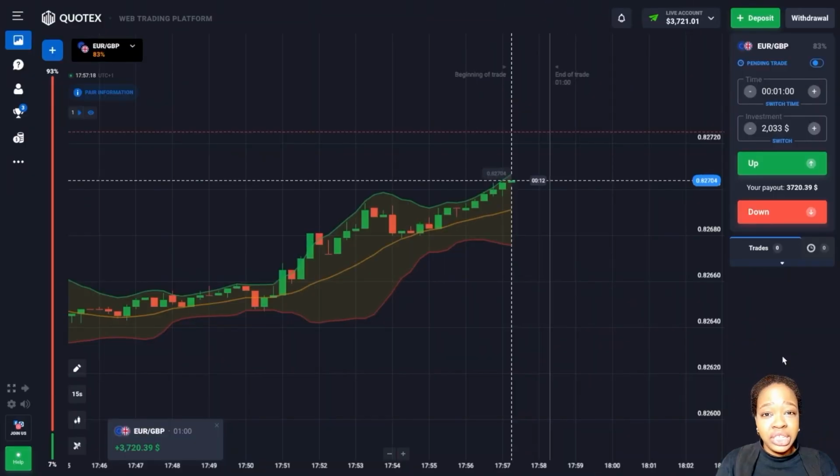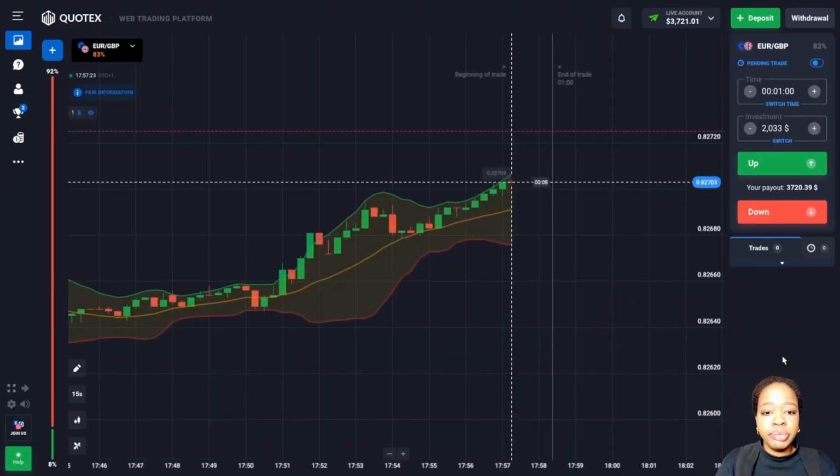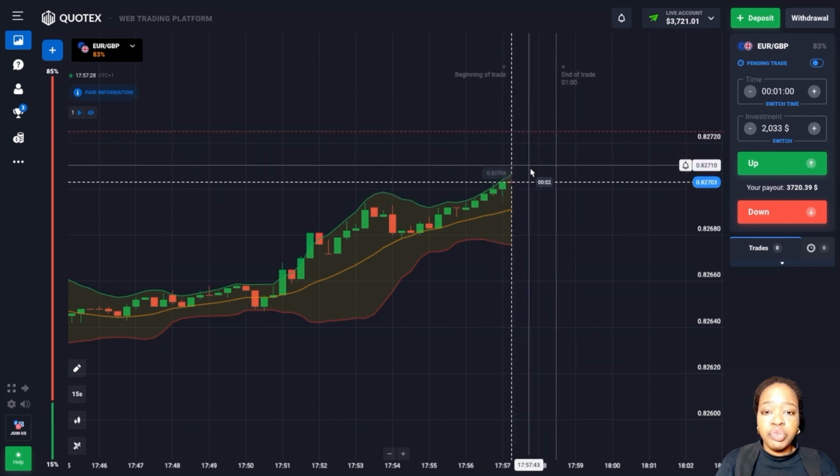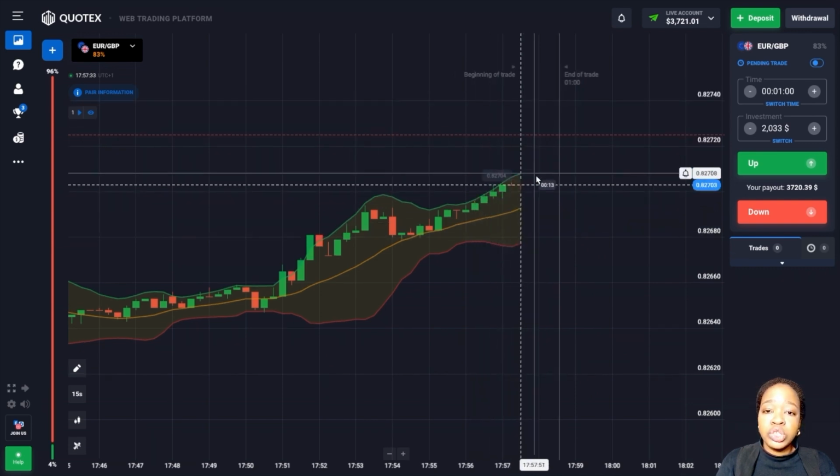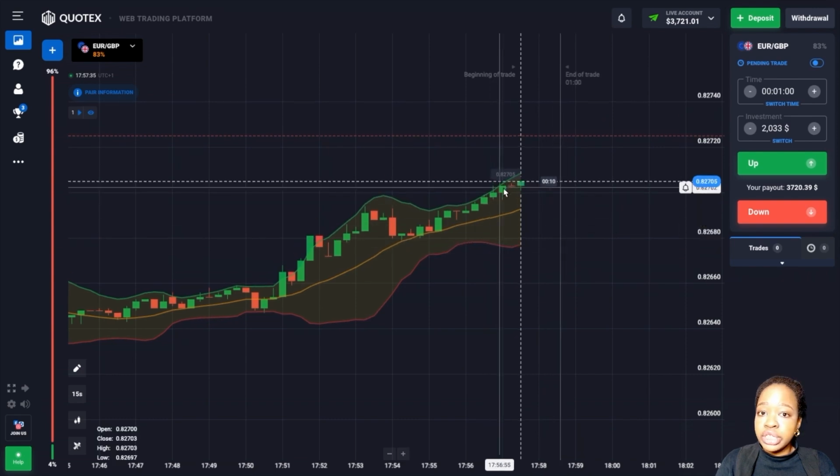So as anticipated, my deal has closed positively. You can see the trade progress towards the resistance level with confirmation from the indicator. So here I'm going to continue and wait for a fresh trading opportunity.